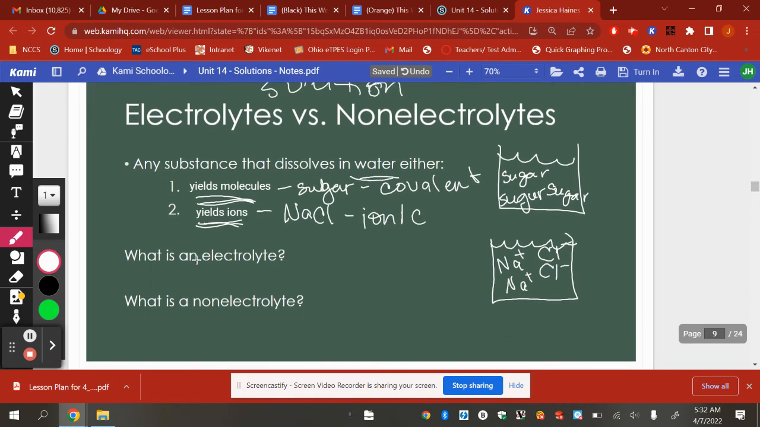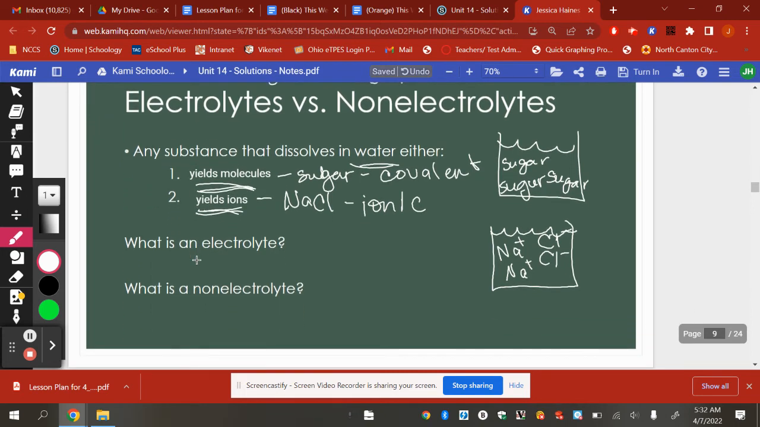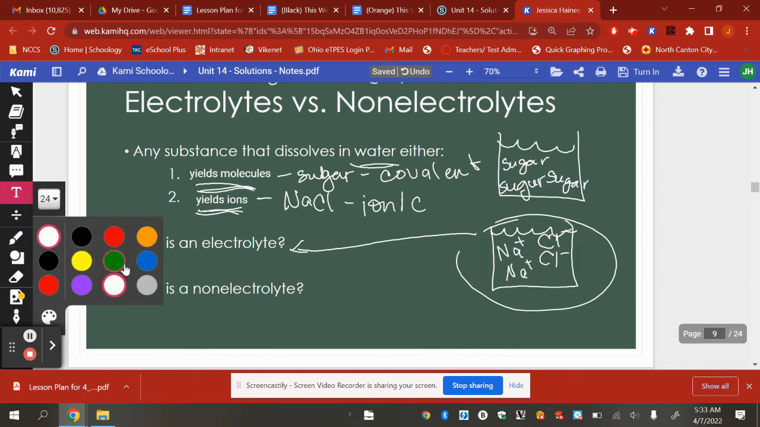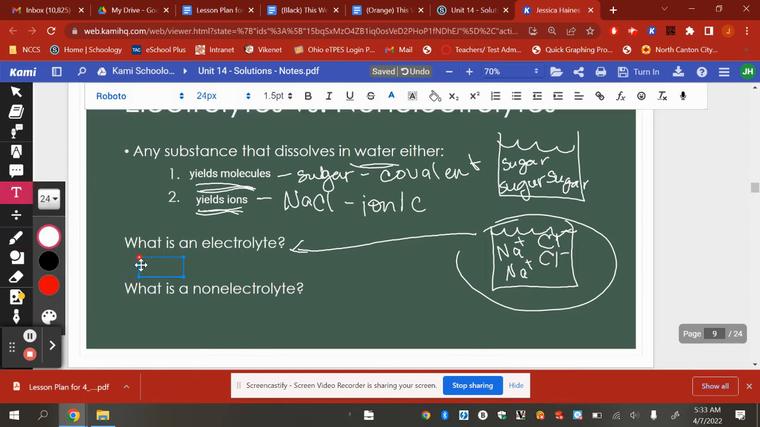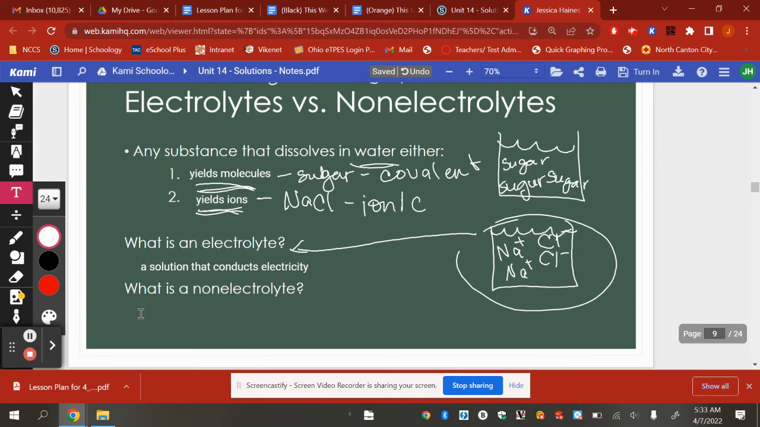Now, what that means to us is that dictates whether the substance is an electrolyte or a non-electrolyte. So things that break up into positive and negatives, like the NaCl here, fit under the category of electrolytes. And an electrolyte is something that, when dissolved in water, conducts electricity. A solution that conducts electricity. And then, of course, a non-electrolyte is a solution that does not conduct electricity.